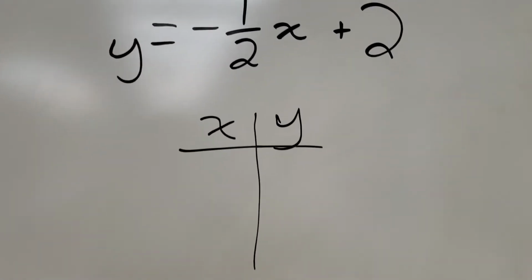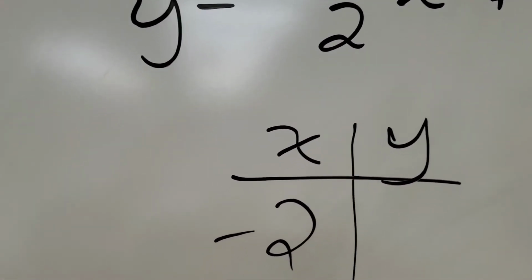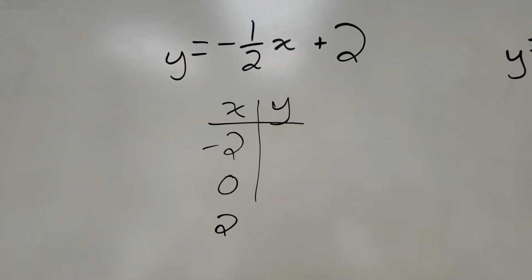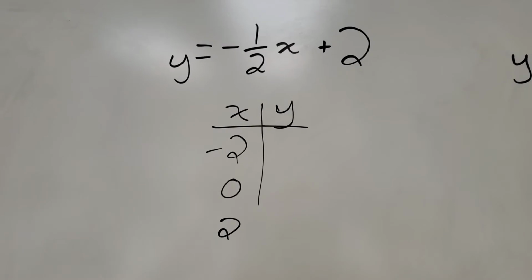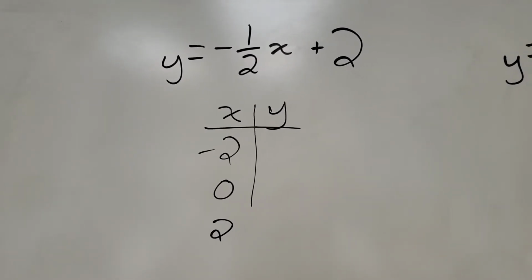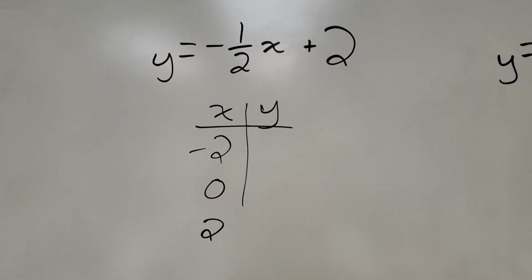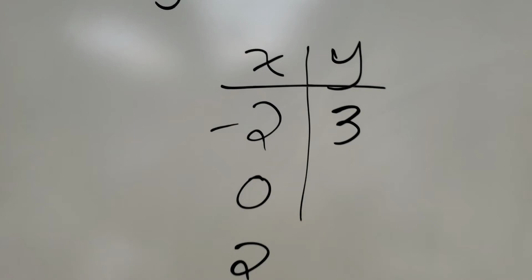So I'm going to use negative 2, 0, and 2. But again, any numbers will work. I'm just picking these because they're the simplest. So if I put negative 2 in place of x, I'm going to get negative 1/2 times negative 2, and I'm going to get positive 1. And then positive 1 plus 2 is 3. So y equals 3 in that case.